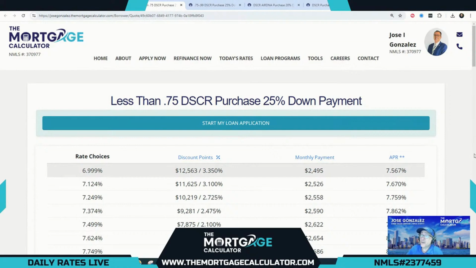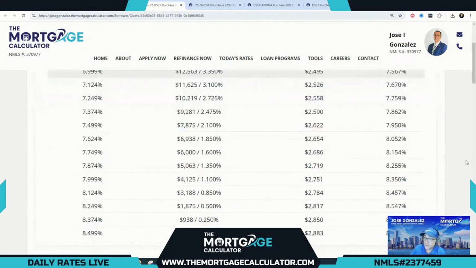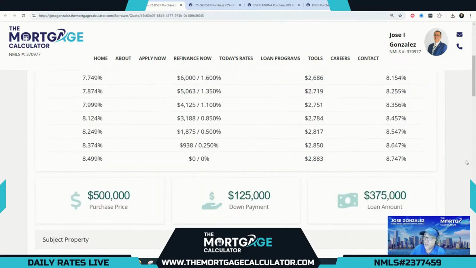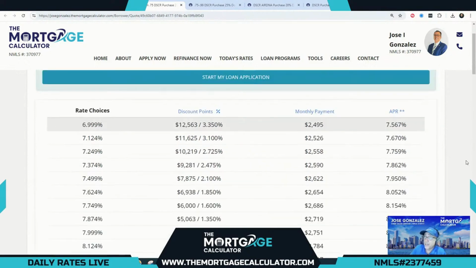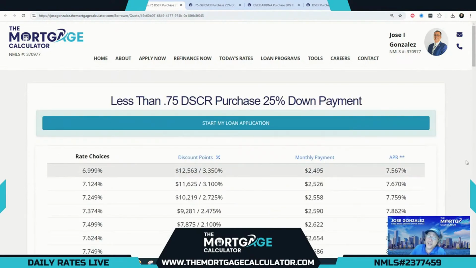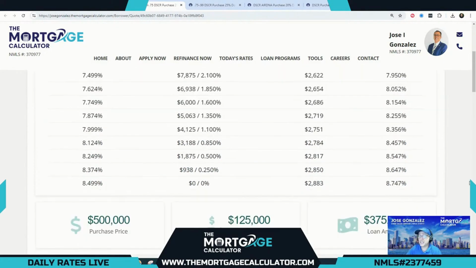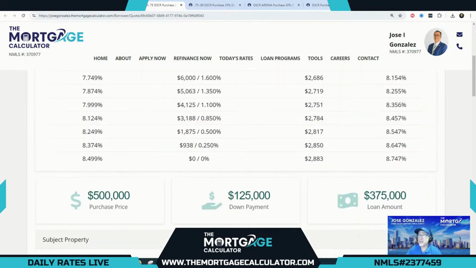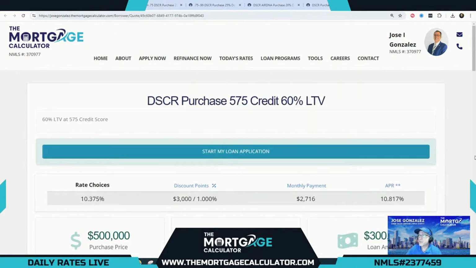Here is for a debt service coverage ratio less than 0.75. So theoretically, this would be from 0 to 0.74 DSCR, even though I don't think there's ever going to be a 0 DSCR. Property is always going to be able to rent for something. Our lowest cost option is 8.499 at par, and our lowest rate option is 6.99.